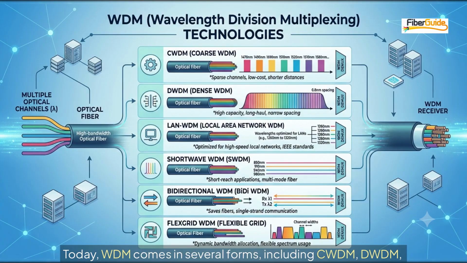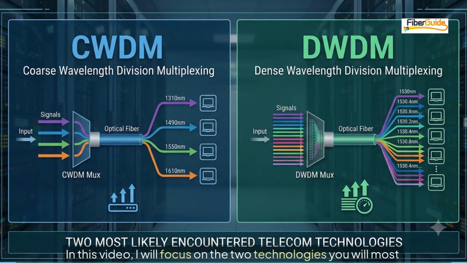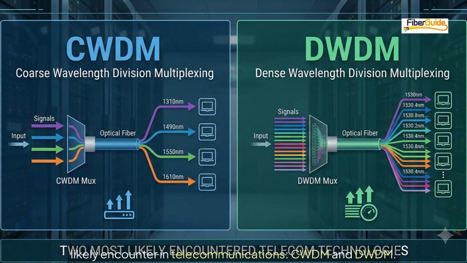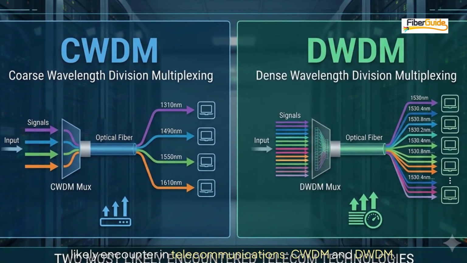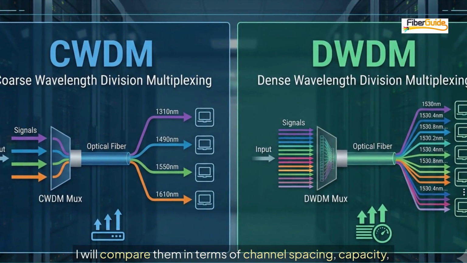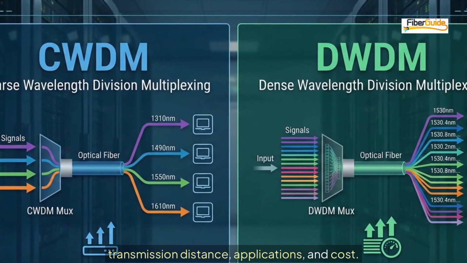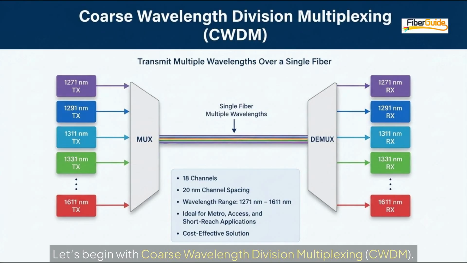Today, WDM comes in several forms, including CWDM, DWDM, LAN WDM, shortwave WDM, bidirectional WDM, and Flexgrid WDM. In this video, I will focus on the two technologies you will most likely encounter in telecommunications, CWDM and DWDM. I will compare them in terms of channel spacing, capacity, transmission distance, applications, and cost. Let's begin with Coarse Wavelength Division Multiplexing, CWDM.